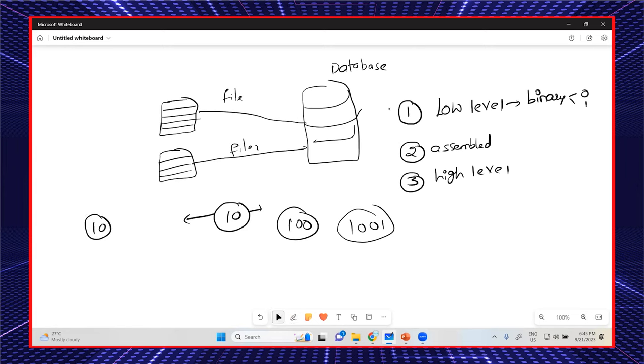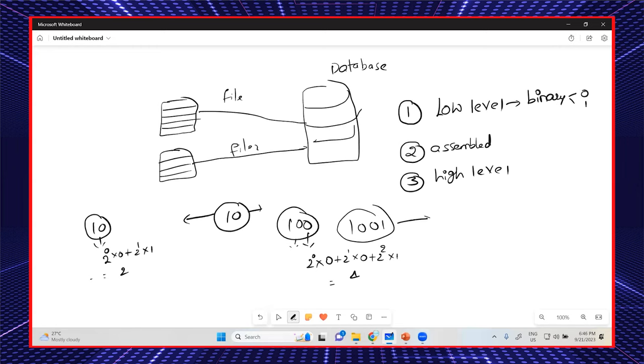Binary means 0 and 1. That means 2 levels, right? So it will be calculated something like this: 2 to the power of 0 into 0 plus 2 to the power of 1 into 1. Base value is 2. The value is 2. What about 100? 2 to the power of 0 into 0, 2 to the power of 1 into 0 plus 2 to the power of 2 into 1. The answer is 4.